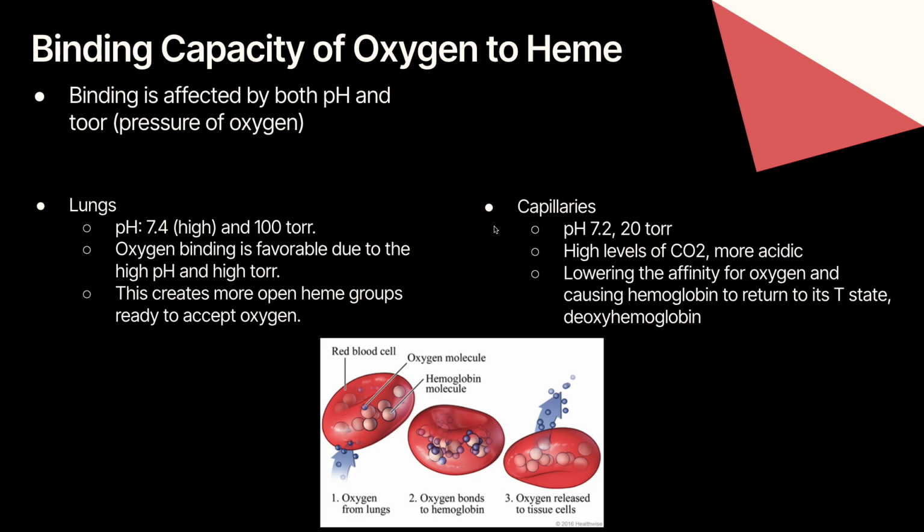As we look into the capillaries and the tissues now, relatively lower pH and a lower torr. We also have higher levels of carbon dioxide in this area, and so in our tissues, that high level of carbon dioxide makes it a more acidic environment, and this lowers that affinity for oxygen, and this causes that hemoglobin to return to its T state, or its deoxygenated state. So what this means is, when that happens, it then loses that oxygen, and that's released into our capillaries and into our tissues.